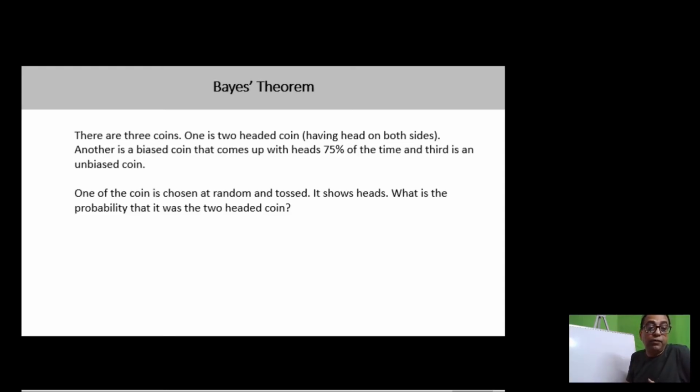Now, one of the coins is chosen at random. That means when you say it is random, choosing any coin has probability 1/3 because there are 3 coins. It shows head. What is the probability that it was the two-headed coin? So we have chosen a coin randomly, which has 1/3 probability of choosing any coin, and then you flip the coin and it comes out as head. So what is the probability that it is a two-headed coin? So this is the problem.